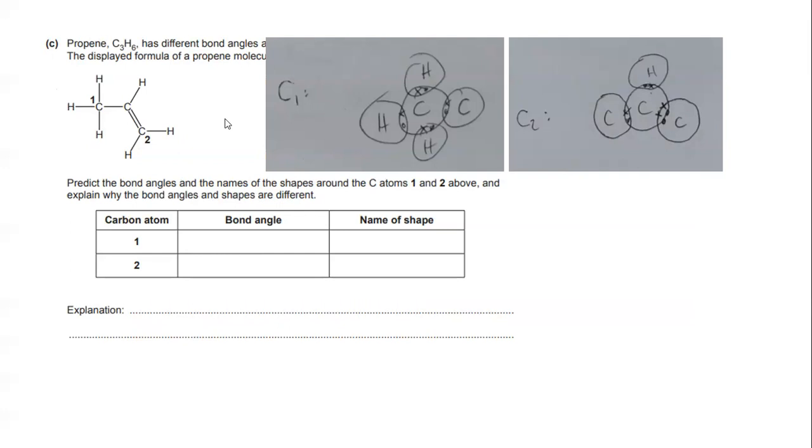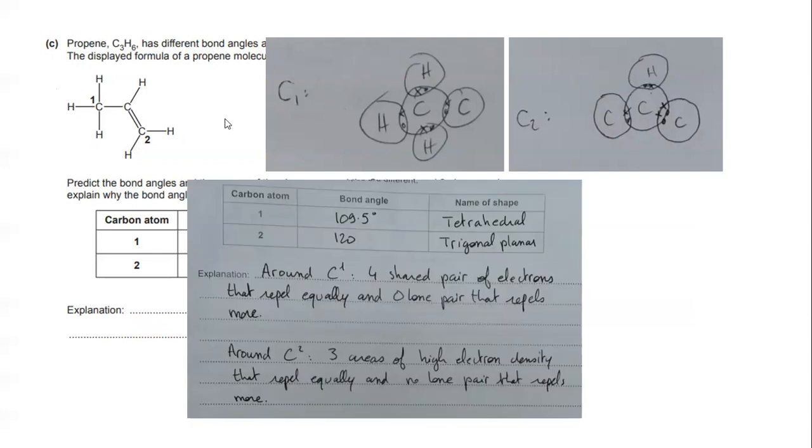For the second carbon, we have 3 bonding regions that repel equally, and 0 lone pair of electrons that would repel more. Therefore, the shape is trigonal planar, and the bond angle is 120 degrees. The explanations are always the same. How many shared pair of electrons, how many bonding regions that repel equally, how many lone pair that repel more, therefore the shape, therefore the bond angle.